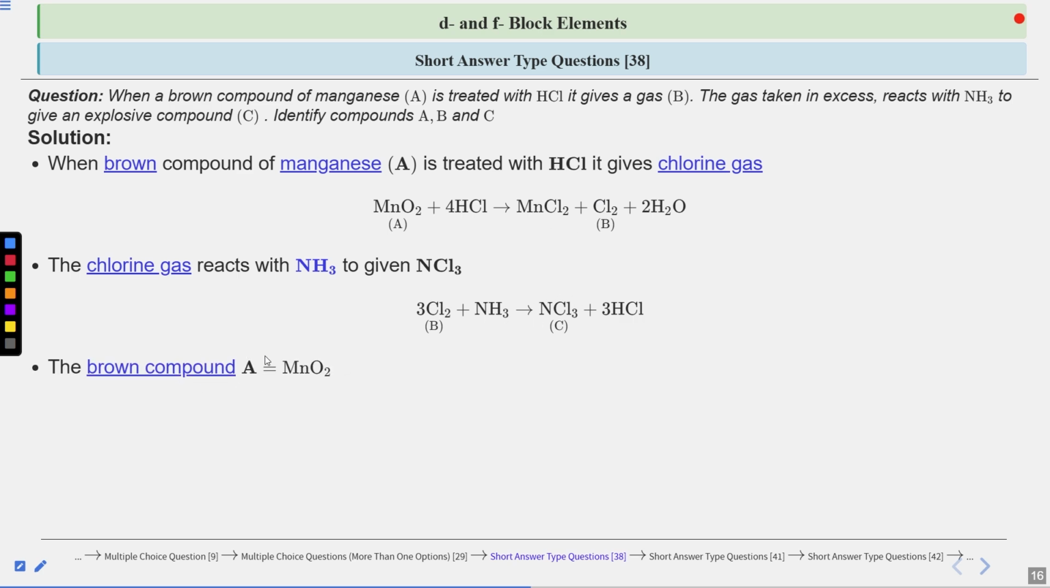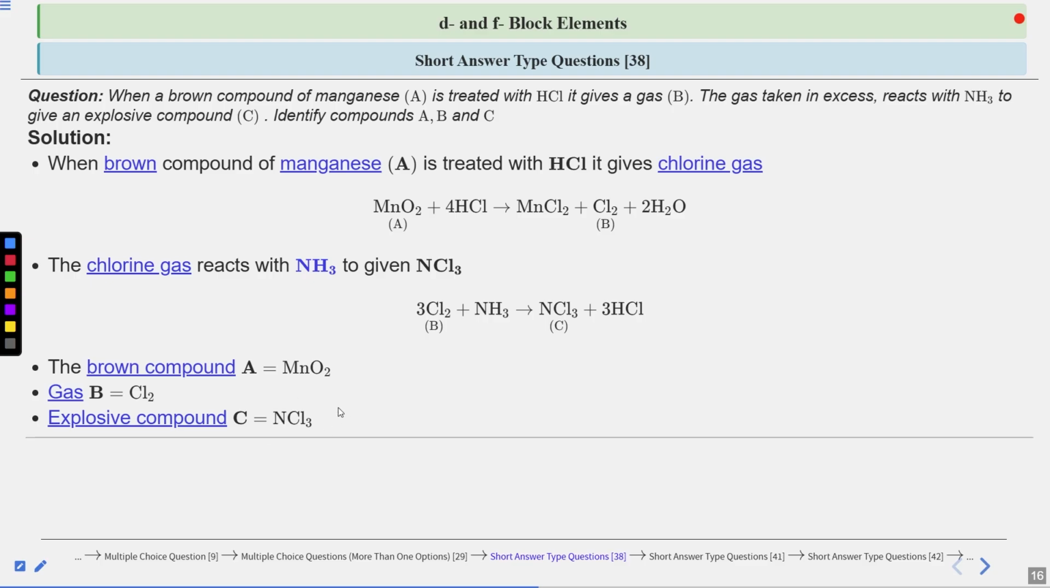So the brown compound of manganese, that is A, is MnO2. The gas you are getting when you treat A with HCl is B, that is Cl2. And the explosive compound that you get when you react the B gas with ammonia, so C is NCl3. Hence, this is going to be our answer: MnO2, Cl2, and NCl3.